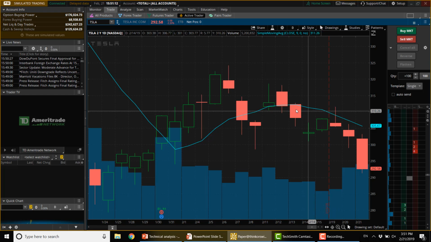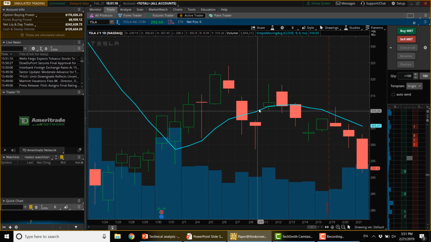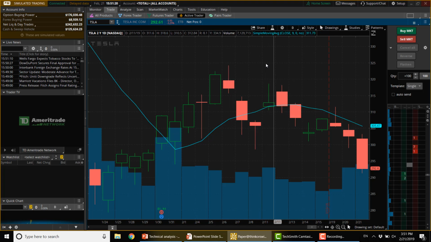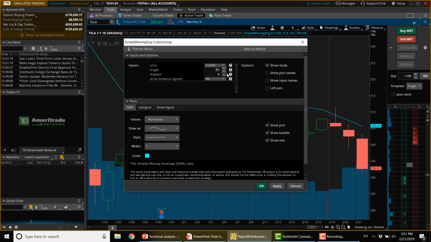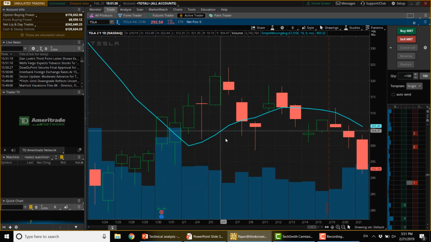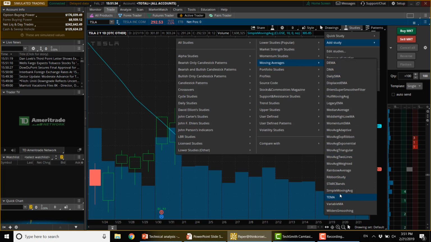And that thing will change every single day based on the days that are being averaged. If we want to adjust this, we certainly can. And I can right-click, edit study, and I'll up this to, let's say, 10 days. And now we have a 10-day moving average. If I want to add additional moving averages, I certainly can do that. And that's exactly what I'm going to do.